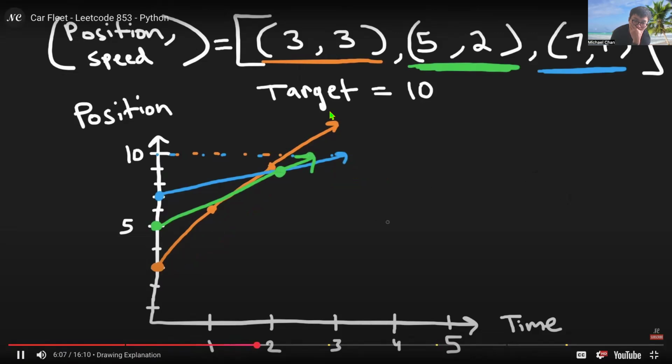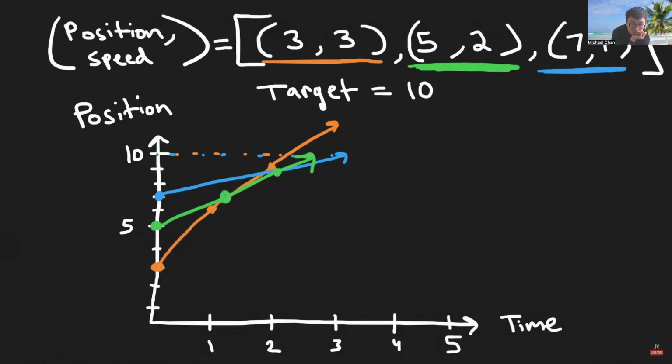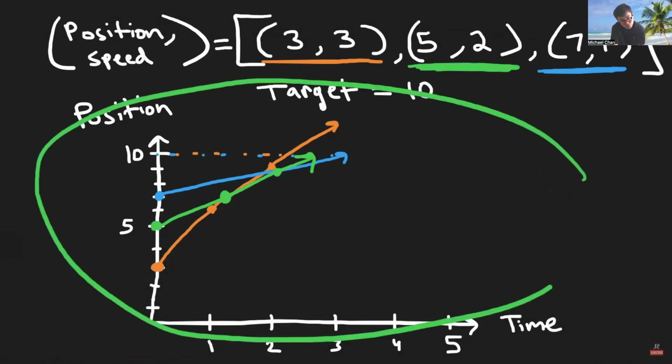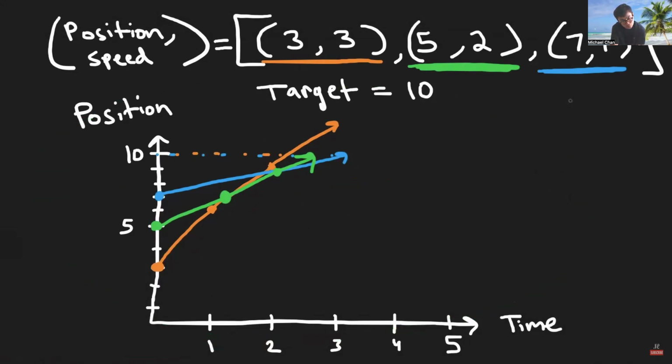Looking closer at the drawing, we see that the orange one intersected with the green one before it intersects with the blue one. So actually, when the orange one intersects here, it's going to be traveling at the same rate as the green one. And you can continue with this drawing if it gives you a good intuition of the problem.